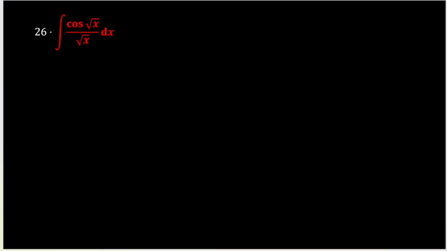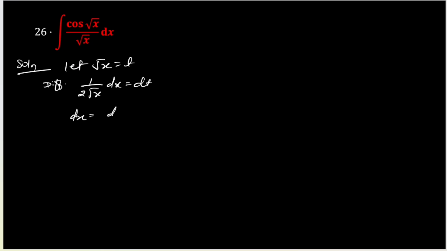Next problem is given. Let us substitute root x equal to t, then differentiate with respect to x. We get 1 by 2 root x into dx is equal to dt. Therefore dx is equal to 2 root x into dt.